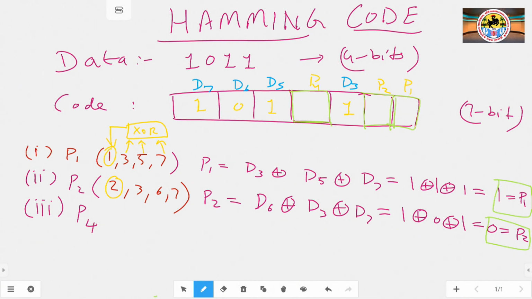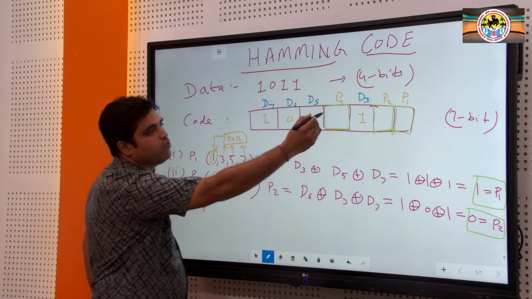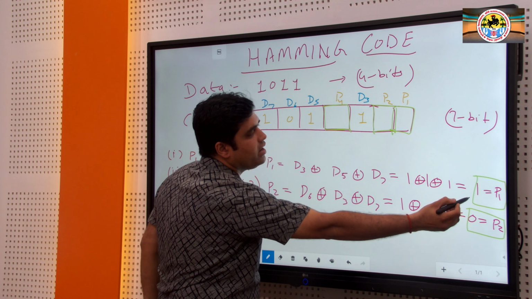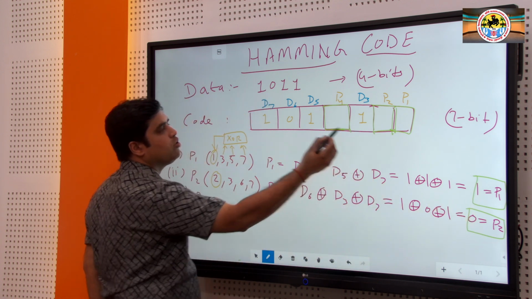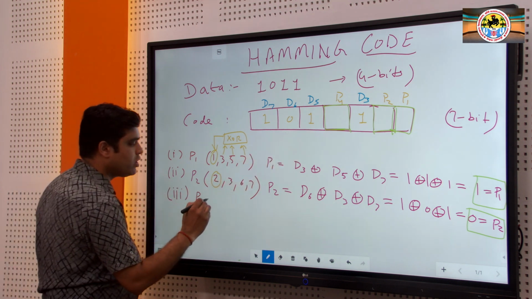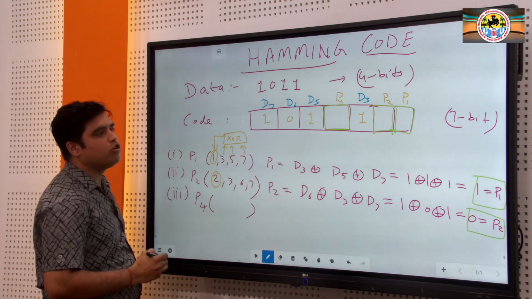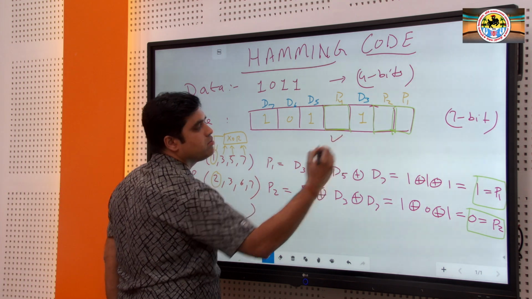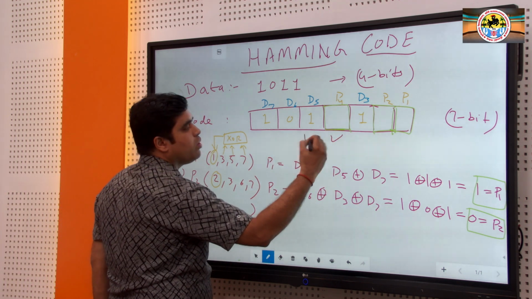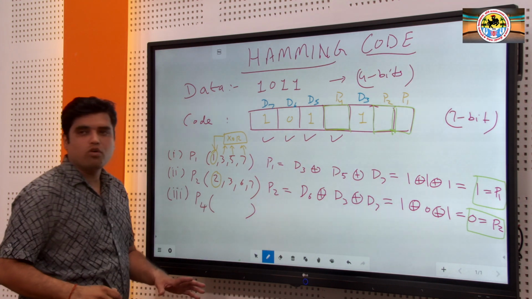Now, next parity is P4. Look, P1 is calculated, P2 is calculated. Next is P4. P4 can be obtained by making another group. For P4, let us stand at position 4 and check 4. 1, 2, 3, 4. Check 4, skip 4.